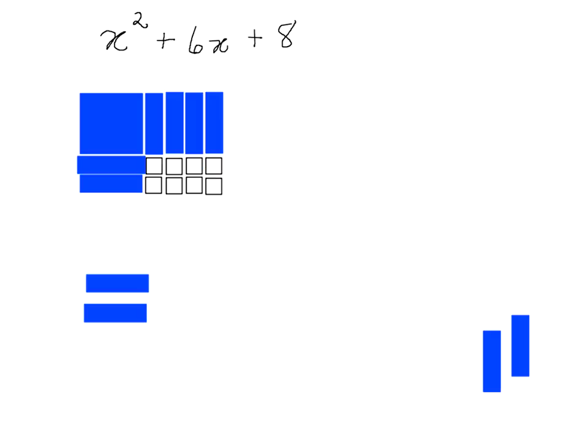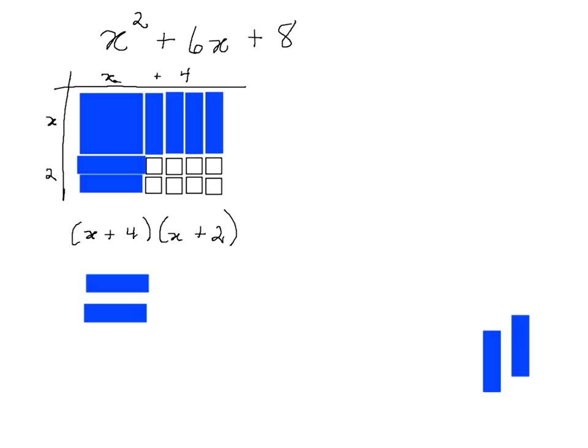Let's label this a little bit and see what's what. This is x long plus 4 units in this length, and this is x tall and 2 units. So I can talk about the dimensions of this rectangle being x plus 4 and x plus 2.